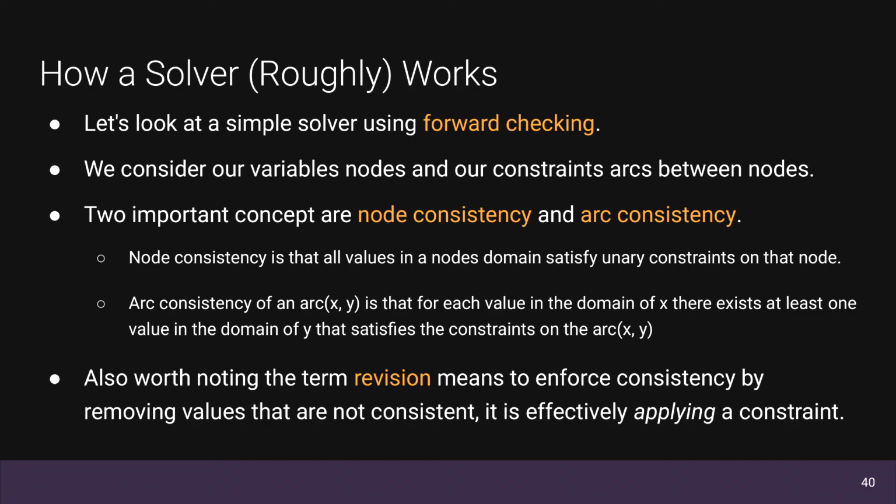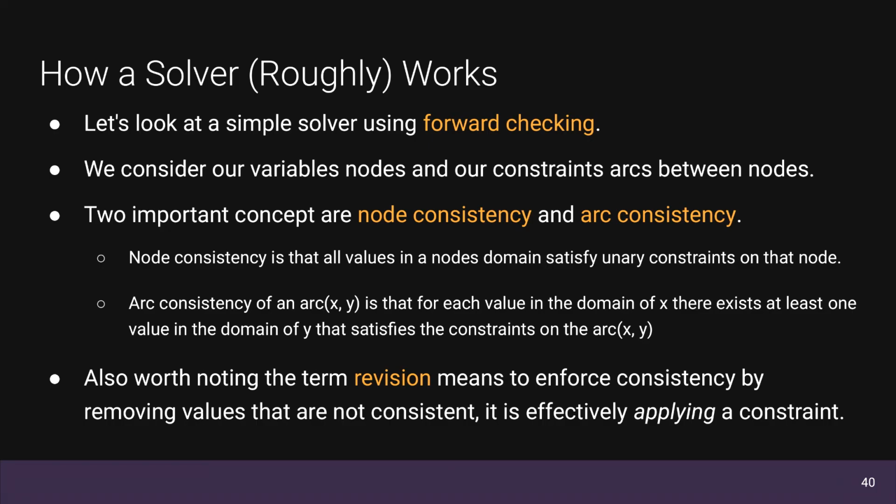These are the two important concepts in constraint solvers, which are node consistency. So node consistency is that all the values in a node's domain, so all the values in a variable's domain, satisfy constraints on that node. So these are unary constraints that aren't taking into account any other node.